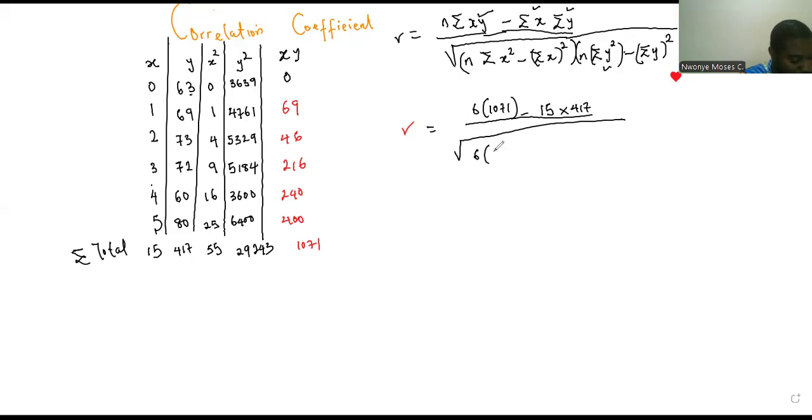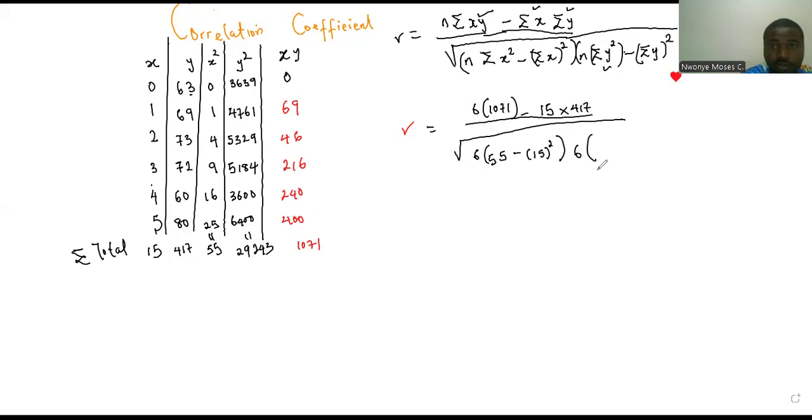We have 6 times the summation of X squared, which is 55 over here, minus the summation of X squared, so this will now have 15 all squared. Now 6 again times the summation of Y squared, which is there.